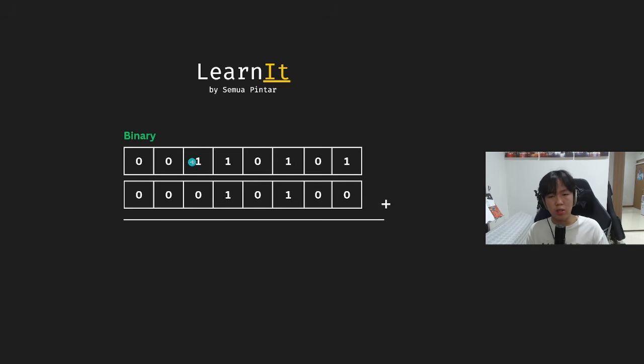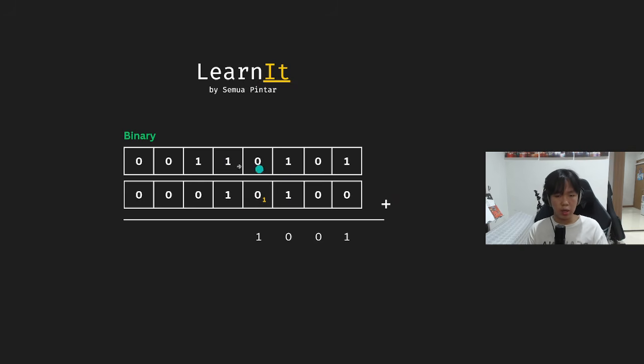So let's do it. Every time you want to do it, you can just draw it like this, and then we start from the back. 1 plus 0 is 1. 0 plus 0 is 0. Now here, 1 plus 1 is equal to 10. So we put 0 here, and we add 1 to the next one. And then 0 plus 0 plus 1, 0 plus 0 is 0, and 0 plus 1 is 1.